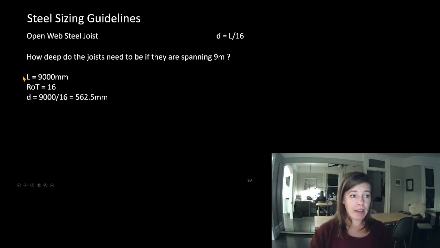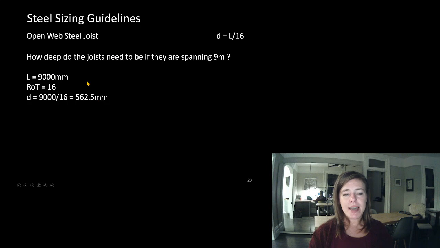Well, we have our length. We know what our sizing guideline is. So we take our length and divide it by 16. We get 562.5 millimeters, which is great, but we would never, ever, ever write this on a drawing. We know that they come in 2-inch increments. Would we write 550 or 600?